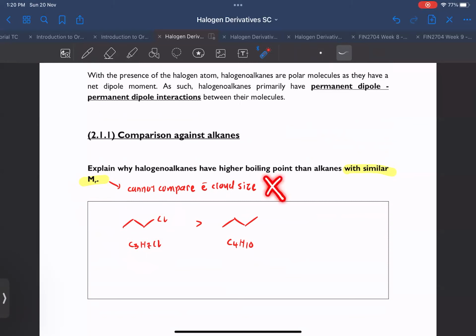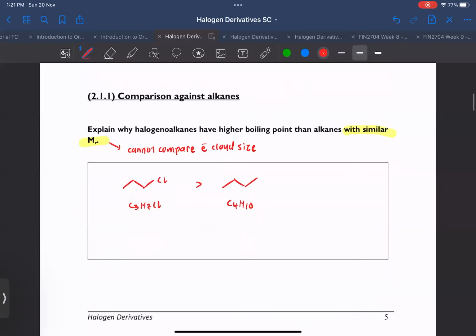If we can't compare the size, then we can compare the fact that this is polar and this is non-polar. That's the answer here. You just have to tell me that this one is polar, held together by PD-PD attractions. Alkanes are non-polar, held together by ID-ID attractions. So you compare the strength: PD-PD is stronger and hence requires more energy to overcome. So sometimes it's all about finding the correct reason. We can't compare ID-ID, it's fine. We can use something else to compare.